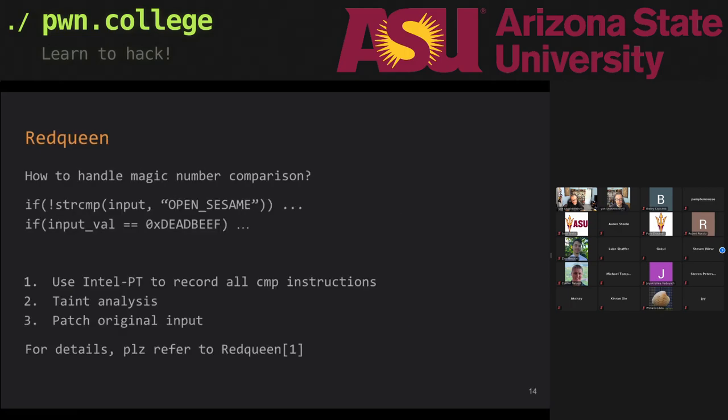Another very important fuzzing concept is Red Queen, also called input-to-state fuzzing. It is designed to bypass magic number guards. We actually use this technique in our fuzzing setup, and for the details of how this is implemented, please refer to the Red Queen paper.